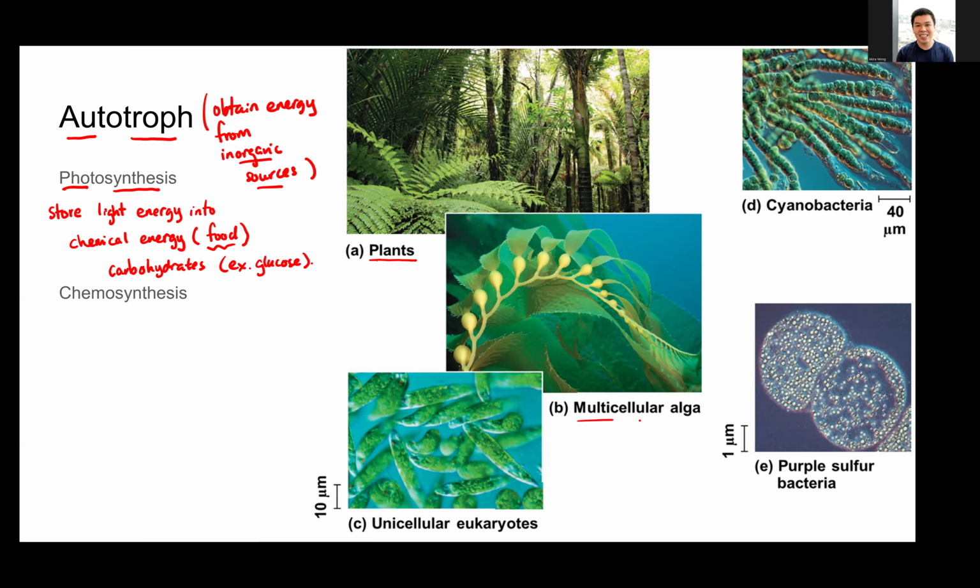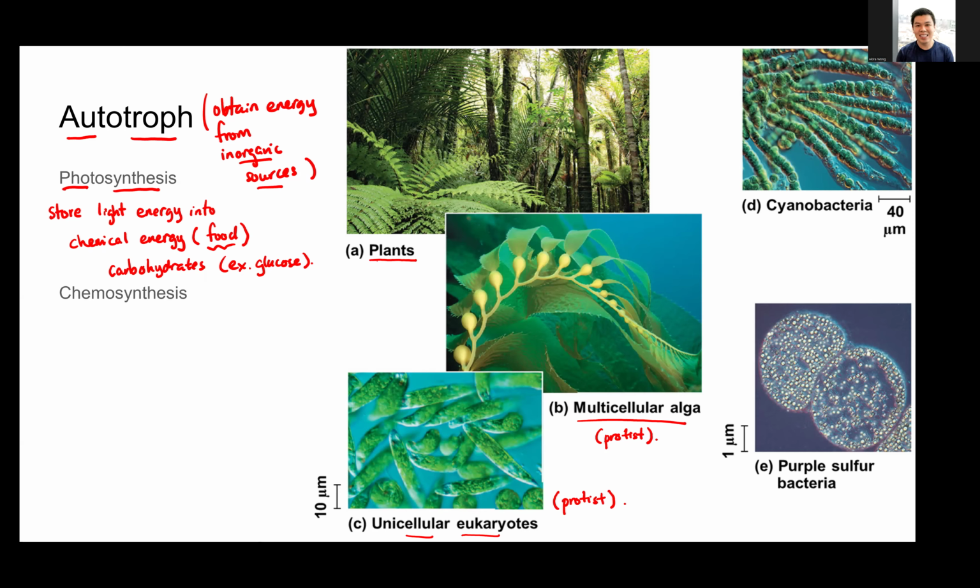For example, algae are multicellular. They are a type of protist. They are technically not plants. Then we have eukaryotes that are unicellular, such as Euglena, which is also a type of protist, right? So they do have the ability to use light energy and convert it into chemical energy.